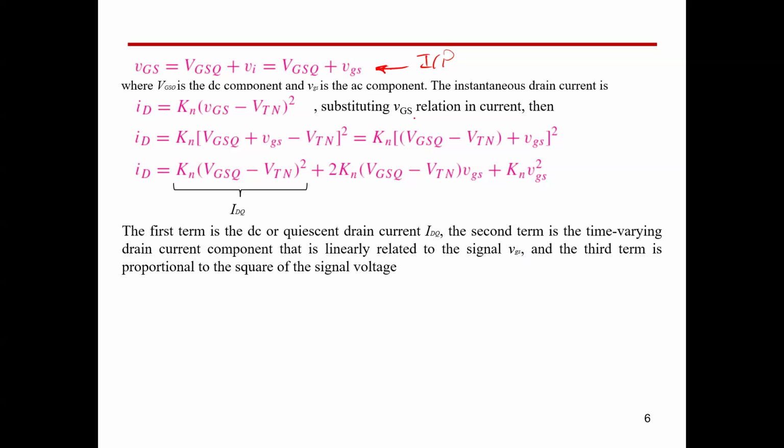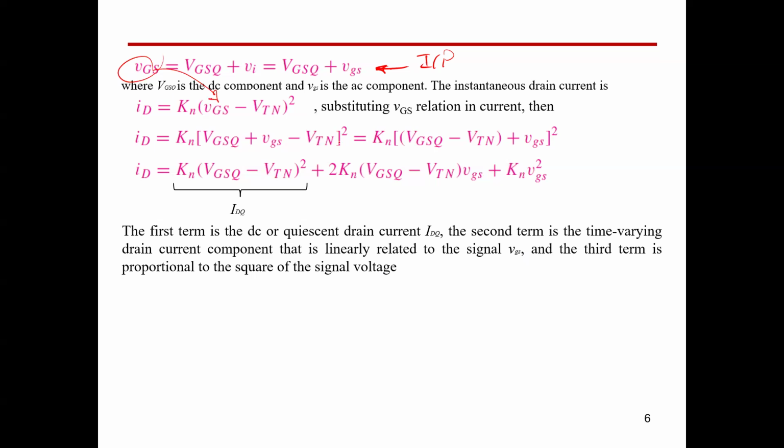What about the current and voltage relation of the MOSFET? You know that in the saturation region, ID equals Kn times (VGS minus VTN) squared, where VTN is the threshold voltage. If you substitute VGS from this equation into this equation, you will end up with VGSQ, which is the DC component, plus vgs, which is the input, minus the threshold voltage.